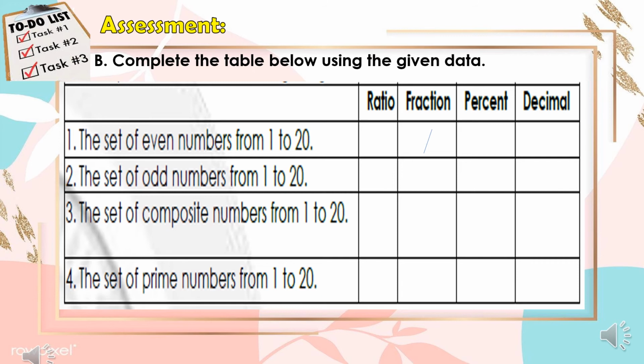Okay, so I will answer number 1 as an example. For the ratio, we have 10 is to 20. For the fraction, we have 10 over 20 or 1 half. For the percent, we have 50%. And for the decimal, we have 50 hundredths. Okay, for number 2 and number 3, down to number 4, you will be the one who will answer this.